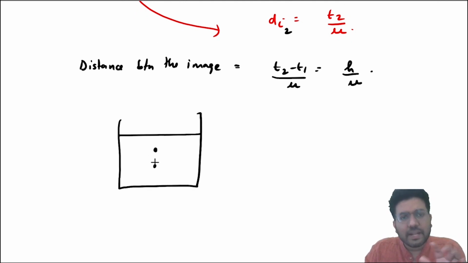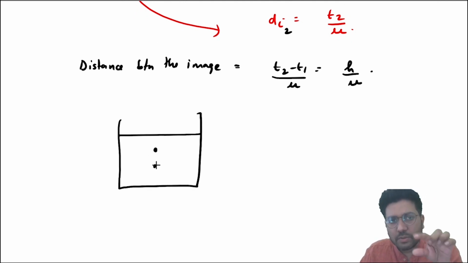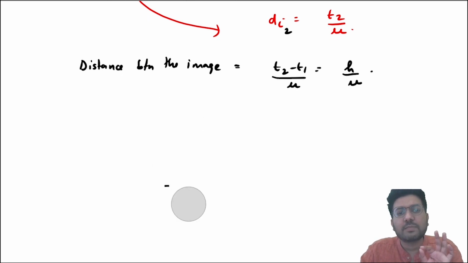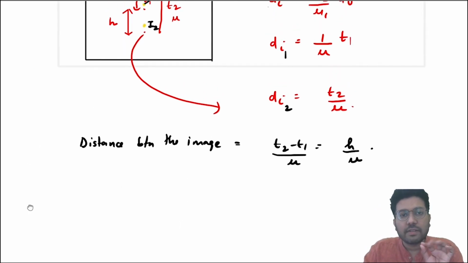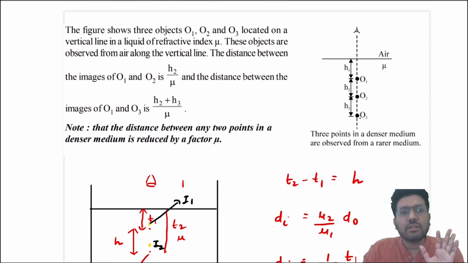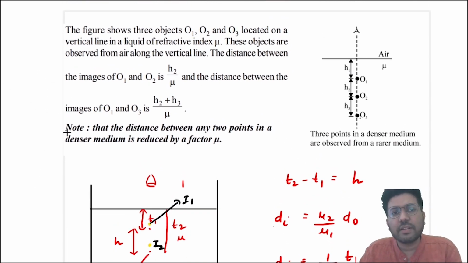Actual distance between any 2 points in a vertical line is H. Then the distance that you will see when you are looking from the top between any 2 points is H by mu. Okay, so the distance between any 2 points on a vertical line reduces by a factor mu when you look at it from air. Okay, so this is the result that you should remember, and this will be useful in many questions.